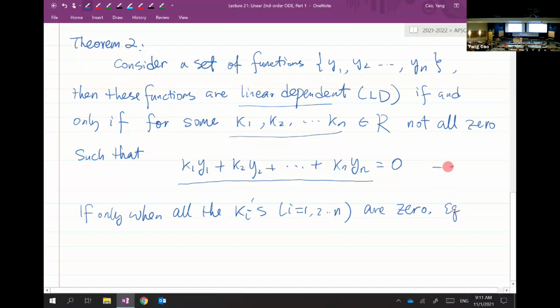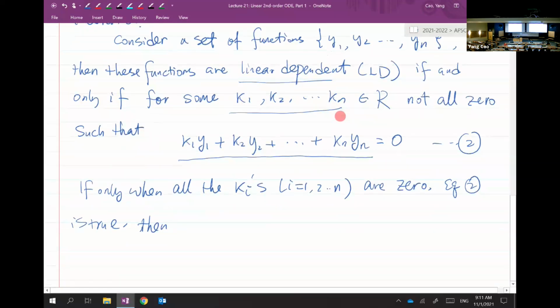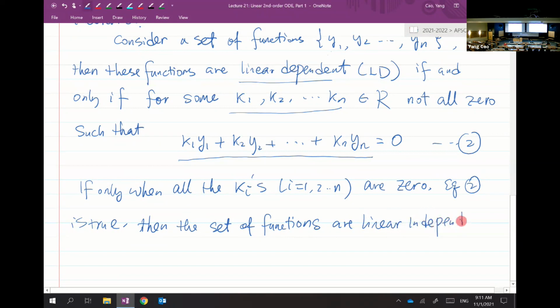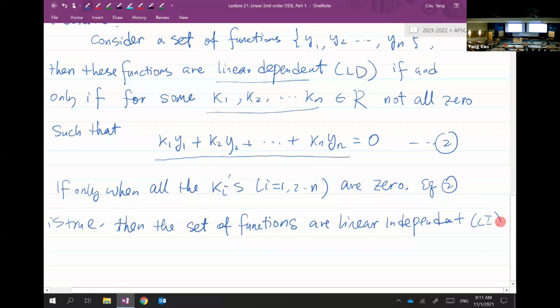and this equation, let's call this equation 2. If equation 2 is true, so if that's the only condition to make equation 2 true, then the set of functions are linear independent. And we call it Li.